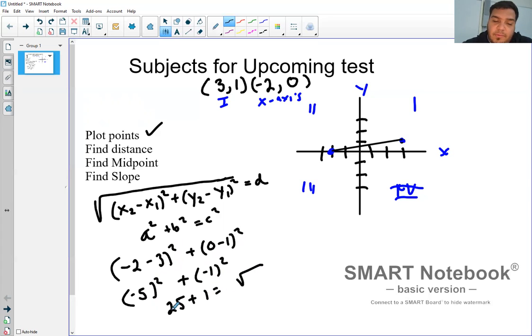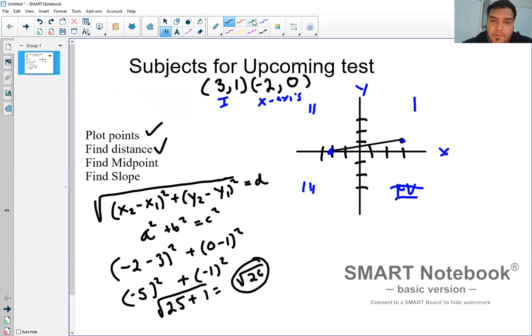So it ends up being the square root, this is all under the square root, by the way, the square root of 26. And you could have done a squared plus b squared, which is 5 squared plus b would be, let's say, vertical 1 squared equals c squared. Doesn't matter which way you do it, but that's how you find the distance. You could leave it in the square root. You don't have to do that simplification. This one you couldn't anyway.